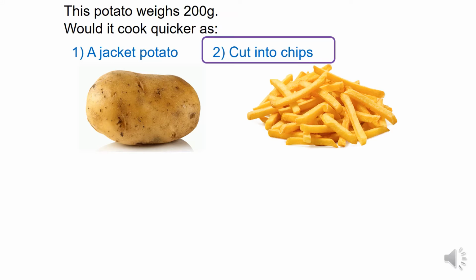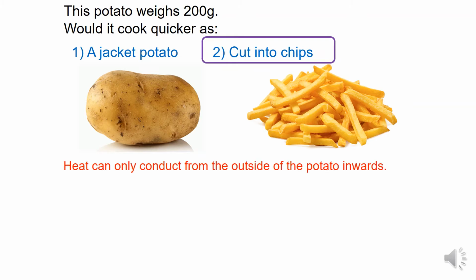Well, if any of you have done any cooking, you might know that a jacket potato takes at least an hour to cook if you just put it in the oven and don't microwave it first. But if you were to cut that same potato into chips and had 200 grams of chips, it would cook a lot quicker. Now, if you think about the reason why, it's all to do with heat conduction, and this does tie into what we're looking at today. The heat from the oven can only conduct from the outside of the potato inwards. So the inside of the potato can't heat up and cook until the outer layers have done the same.